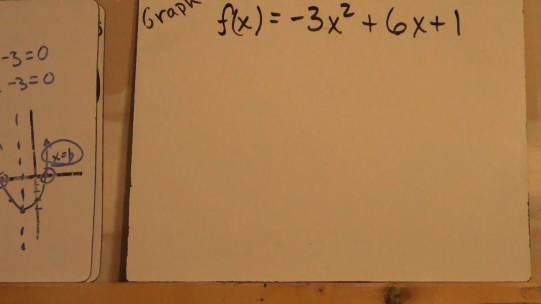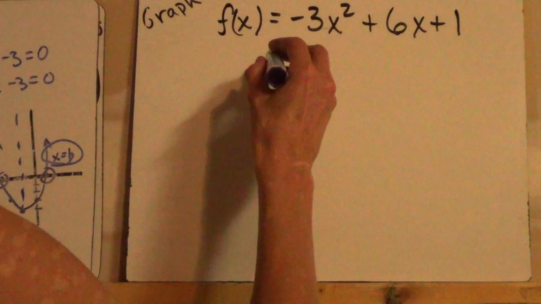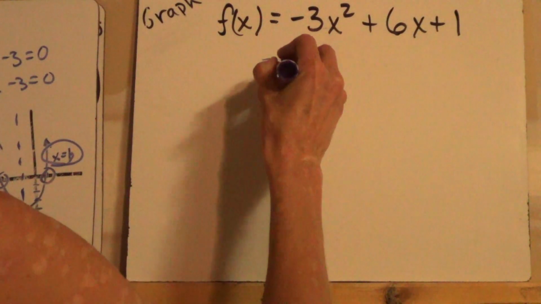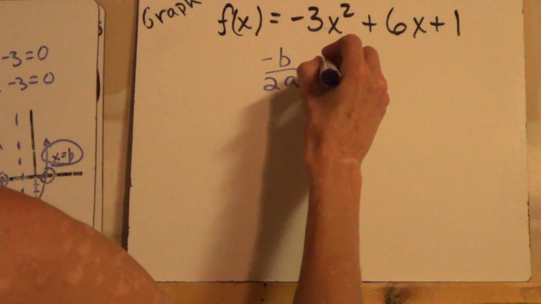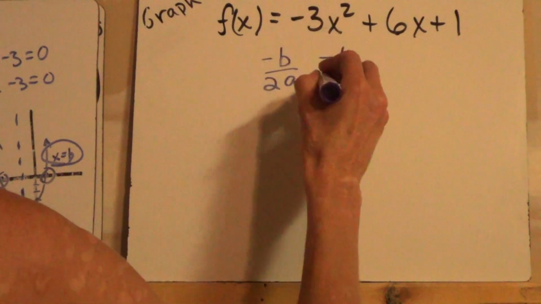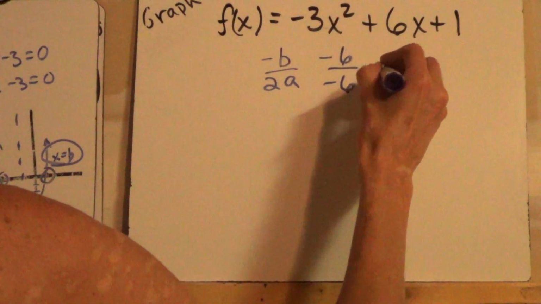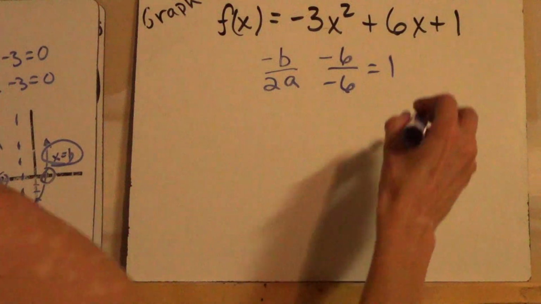Another situation here is graphing negative 3x squared plus 6x plus 1. On this one, I guess we could go ahead and just do the negative b over 2a, negative 6 over negative 6 equals 1. So we know our axis of symmetry is at 1 again.